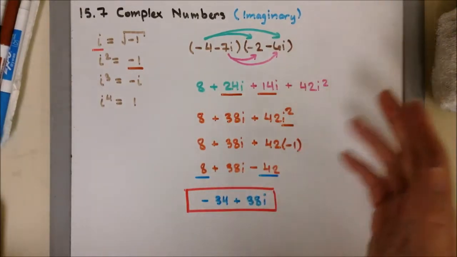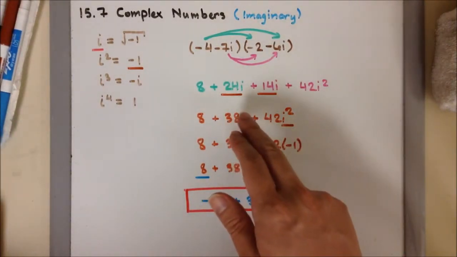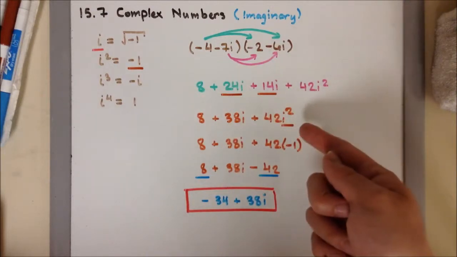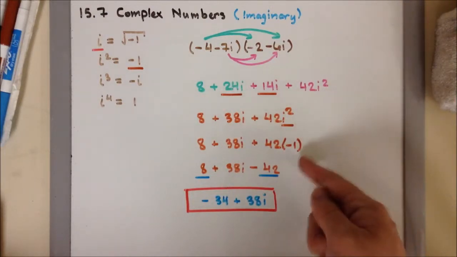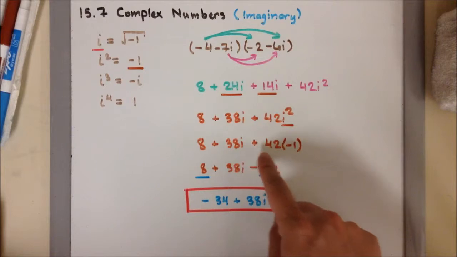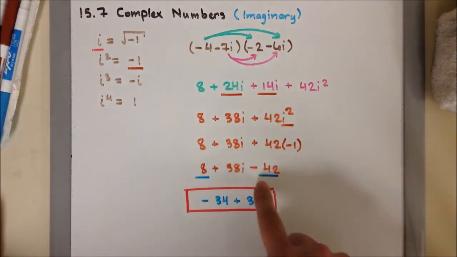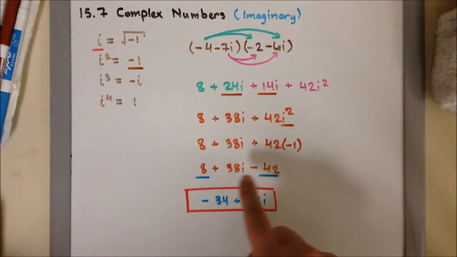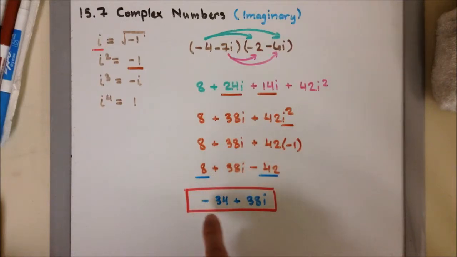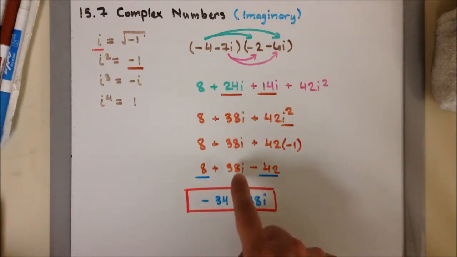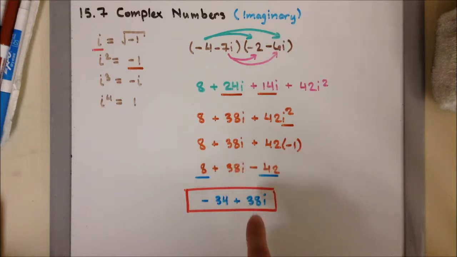So this one, when you FOIL, combine the i's together and then simplify the i squared, change it to negative 1. Here I multiplied positive 42 with negative 1, and I got negative 42. I combined that with my other real number, which is 8, and that's how I got negative 34. And I basically brought down my 38i into my final answer.